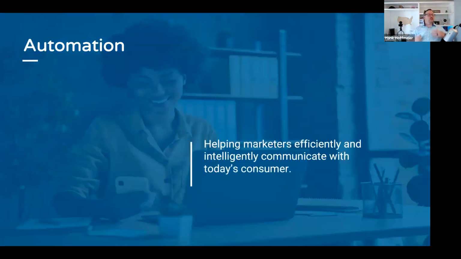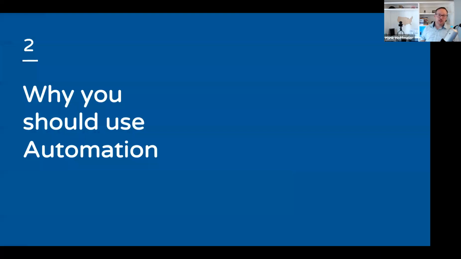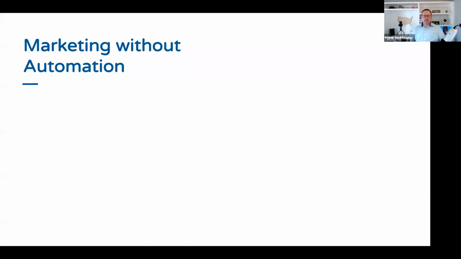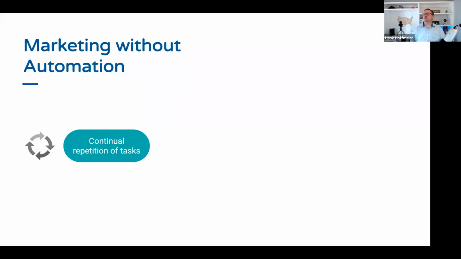What we want to do today is talk about automation and how it's going to help you become more efficient and, more importantly, communicate and convert with today's consumer with what I just explained previously. Now, I told you a little bit about today's consumer, but why should you use automation to talk to today's consumer? Let's take a look at marketing without automation, right?